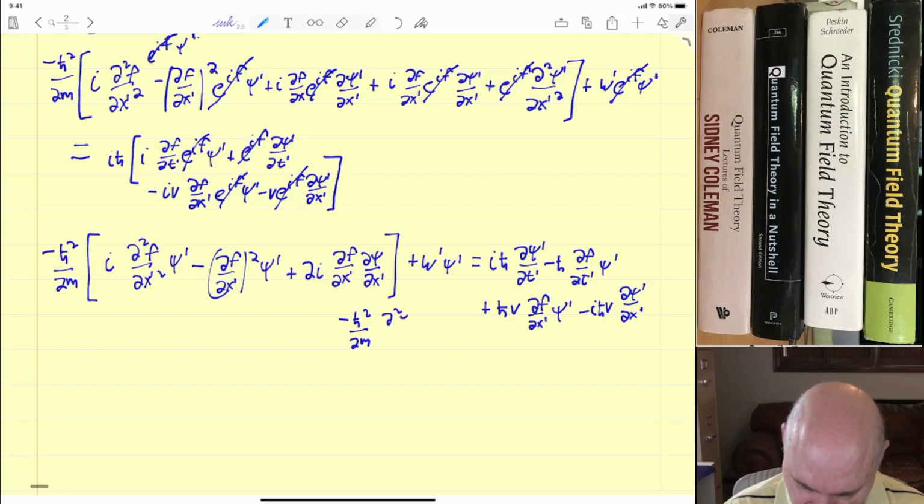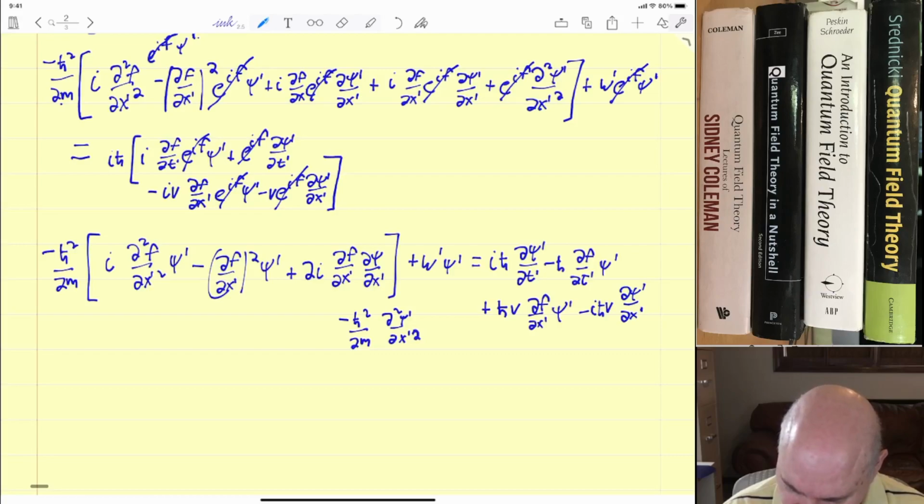second partial of psi prime with respect to x prime. Somehow I lost that term. It's over here. Okay, so this term, I'm writing it outside the bracket, minus h bar squared over 2m, the second partial of psi prime with respect to x prime. Okay, so this belongs on this side of the equation.